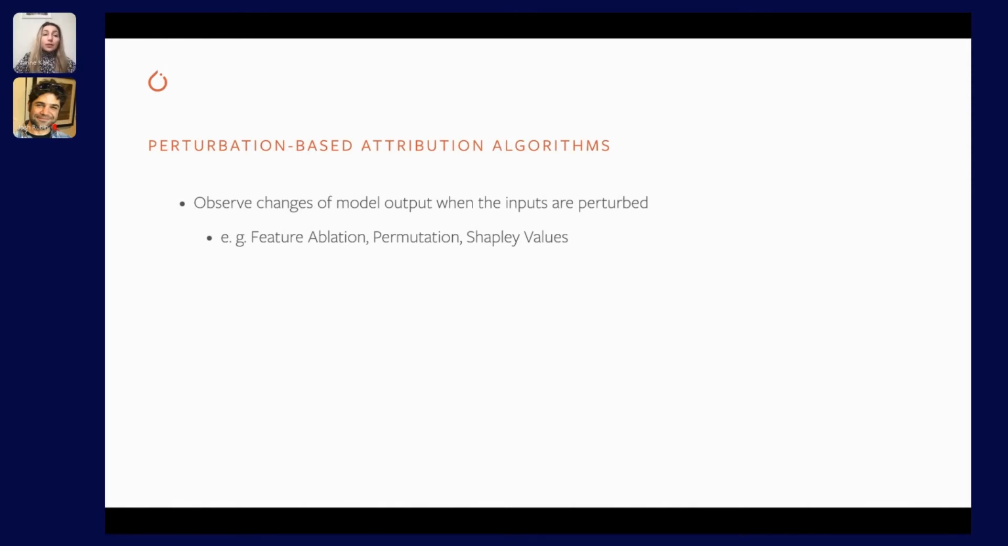So another type of attribution method is perturbation-based methods. Compared to gradient-based methods, perturbation-based methods look into a substantial change, not an infinitesimal change the way the gradients do, but a substantial change in the input that perturbs the output. For example, if you ablate a feature, or if you permute features. Feature ablation, permutation, or Shapley values are great examples of it.